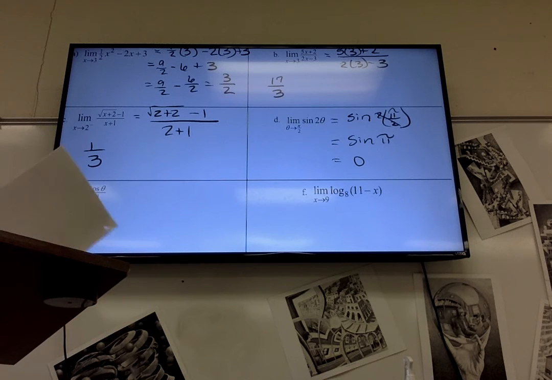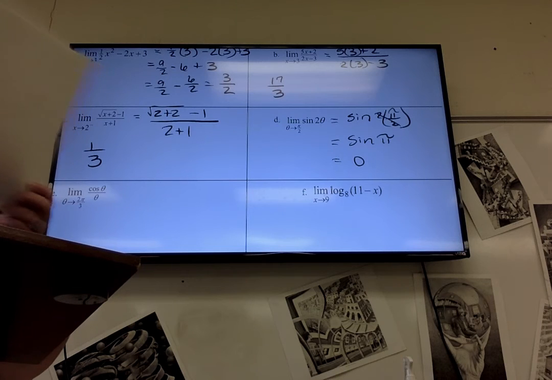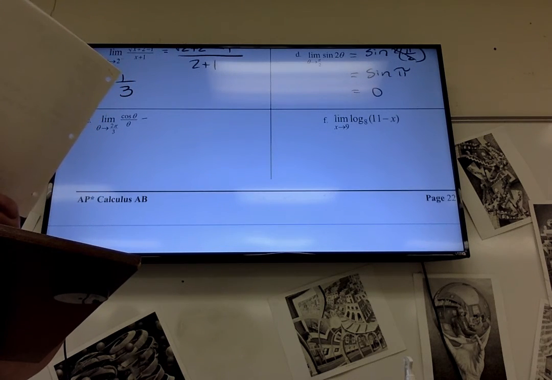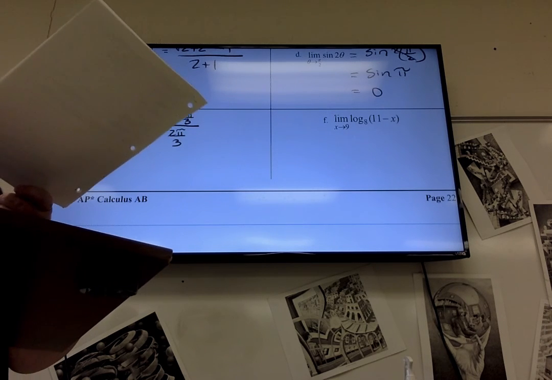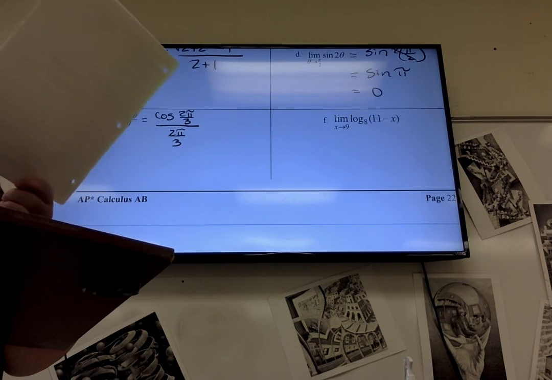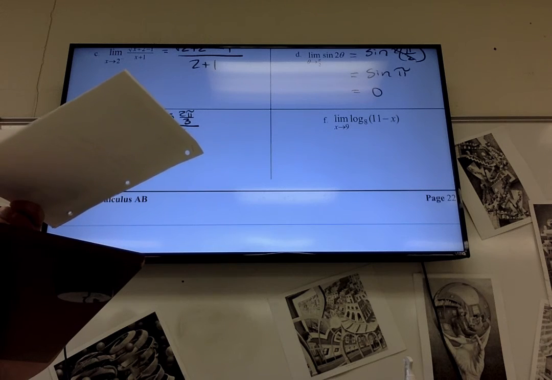Alright. Ooh, some more trig. So we have the cosine of 2 pi over 3. Now I will venture to guess that most of us are like, yeah, I don't remember, especially since we didn't remember the unit circle, which is okay. We're reviewing.